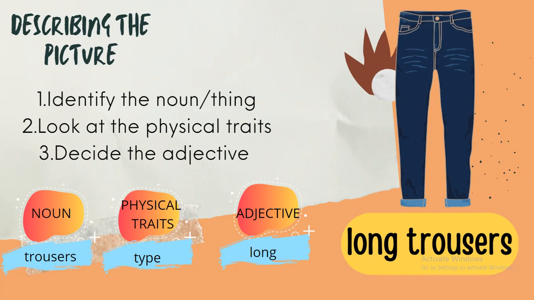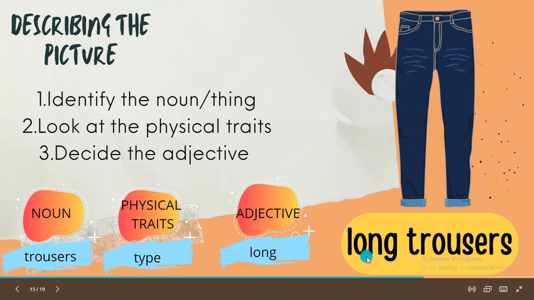Next, we have this picture here. What is this? This is a trousers, a jeans. Doesn't matter. Up to you what you want to call this. And then what do we want to focus on? Color. Yes, okay. Doesn't matter. Type. Yes, okay. What about the type? It is long, not short, because it's full length here. So we can say that it is a long trousers. Remember, adjective comes before noun.